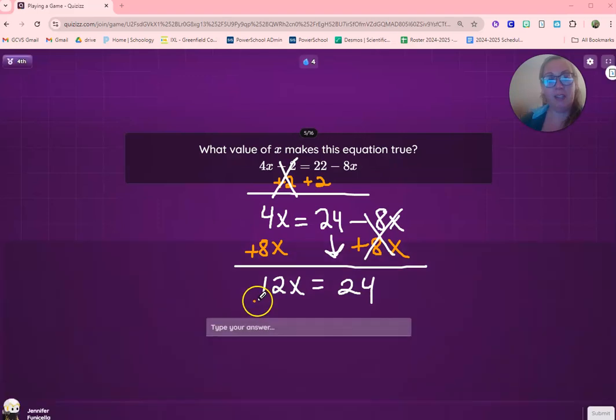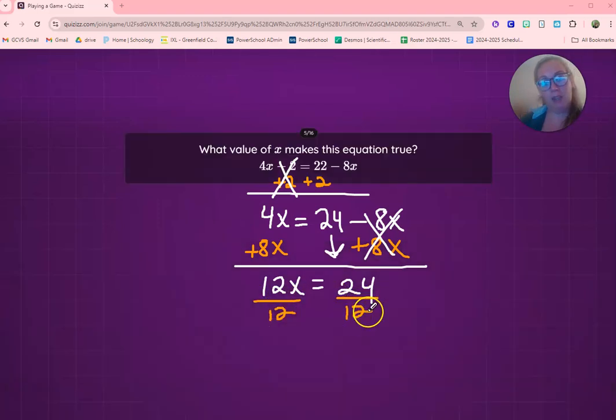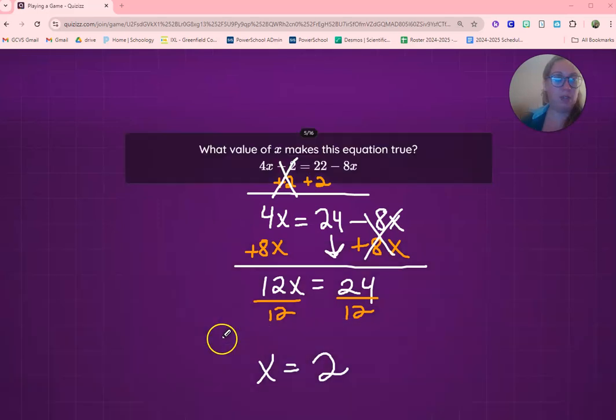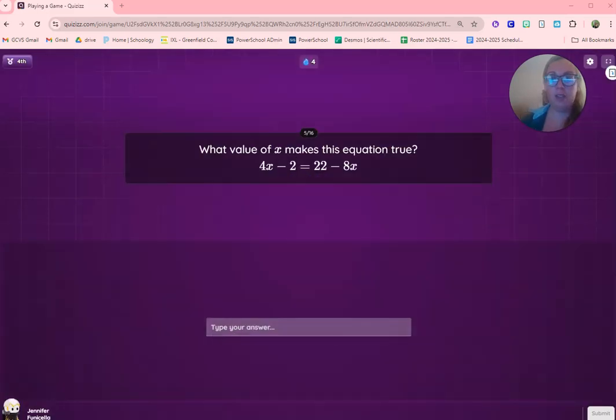And then our final step will be to divide by 12. And we end up with x equals 2. So we can just type in 2 into our answer box. 2. There we go. And hit submit.